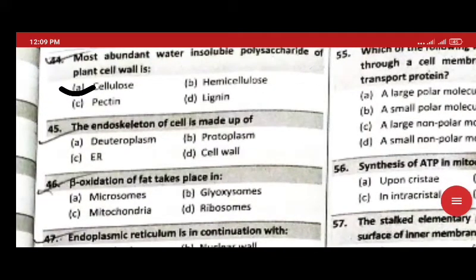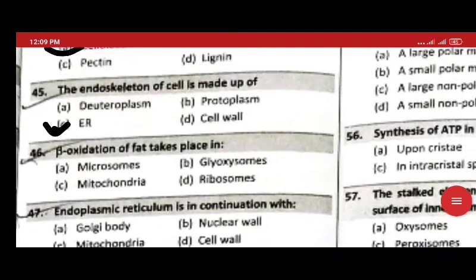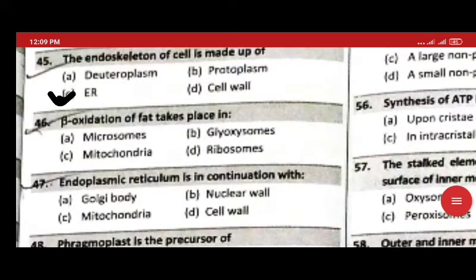The endoskeleton of the cell is made of... so ER is for what? Endoskeleton of the cell, and the outer skeleton is what? Cell wall. So 45, C is the right option. Now, beta oxidation of fat takes place only in the glyoxysome, so 46, B option is right.